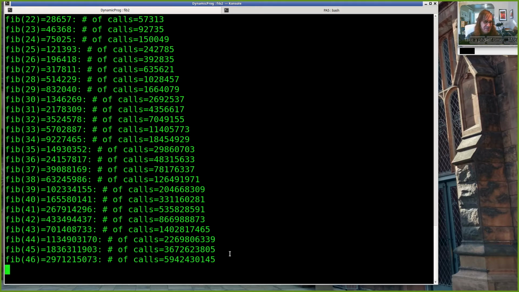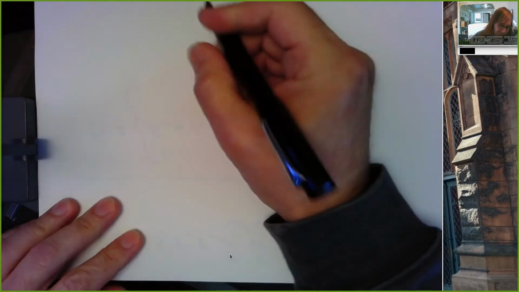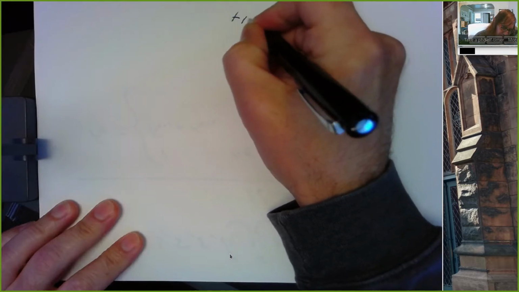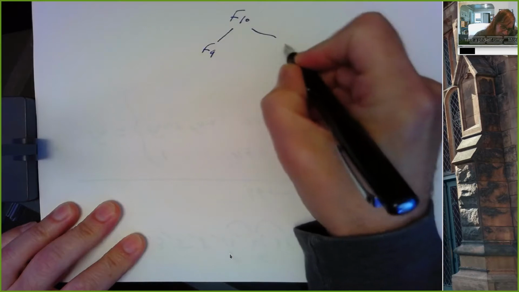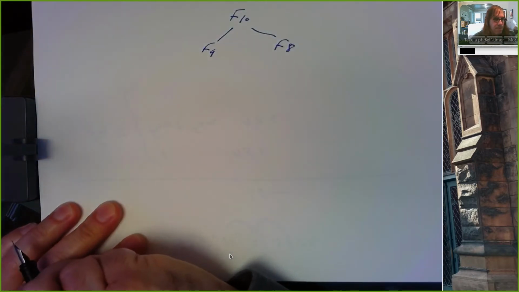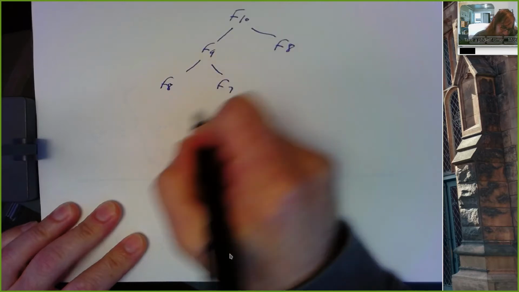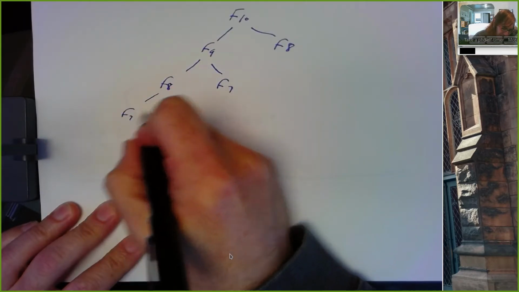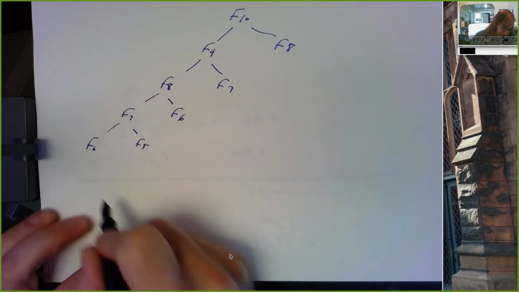And that kind of makes sense. So let's look at this. Let's see what Fibonacci 10 is. To calculate F10, we need to calculate F9 and F8. And to calculate F9, we need to calculate F8 and F7. And to calculate F8, we need F7 and F6. And so on.